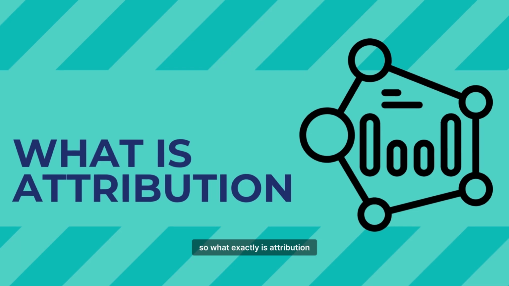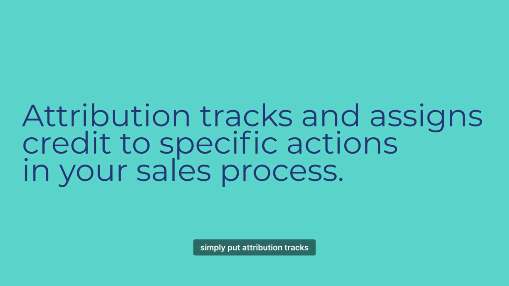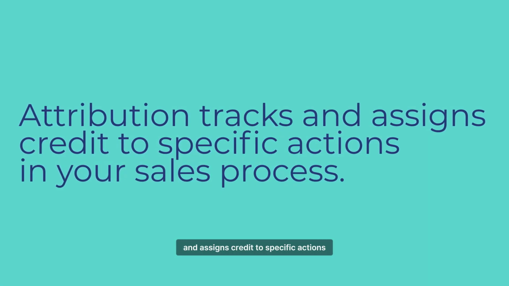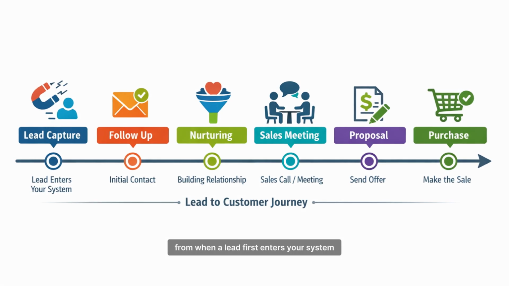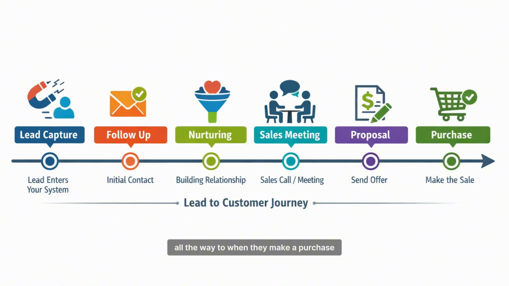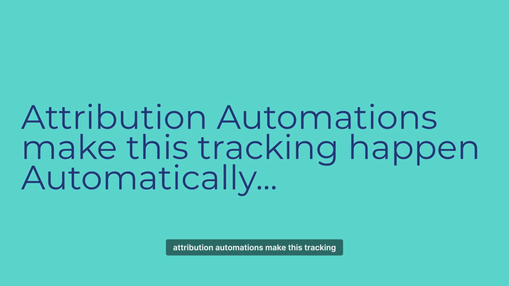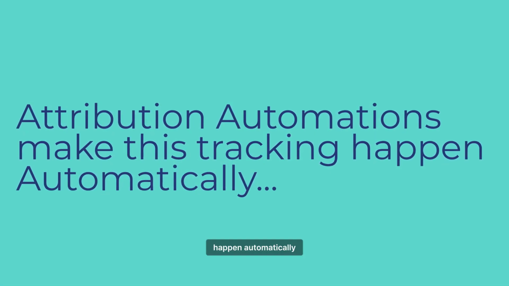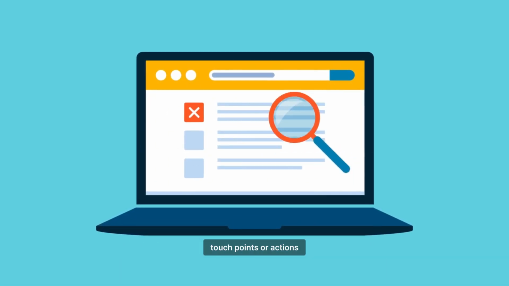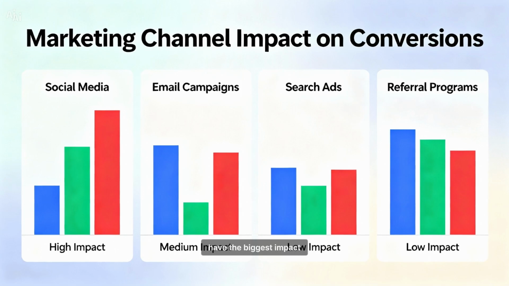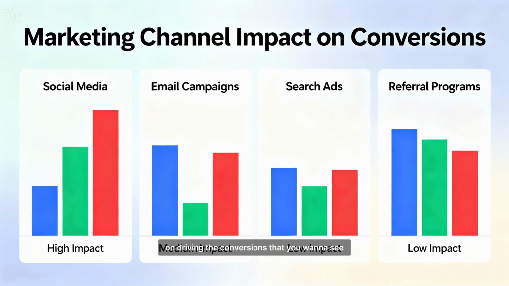So what exactly is attribution? Simply put, attribution tracks and assigns credit to specific actions in your sales process, from when a lead first enters your system all the way to when they make a purchase. Attribution automations make this tracking happen automatically, allowing you to identify which marketing channels, touchpoints, or actions have the biggest impact on driving the conversions that you want to see.